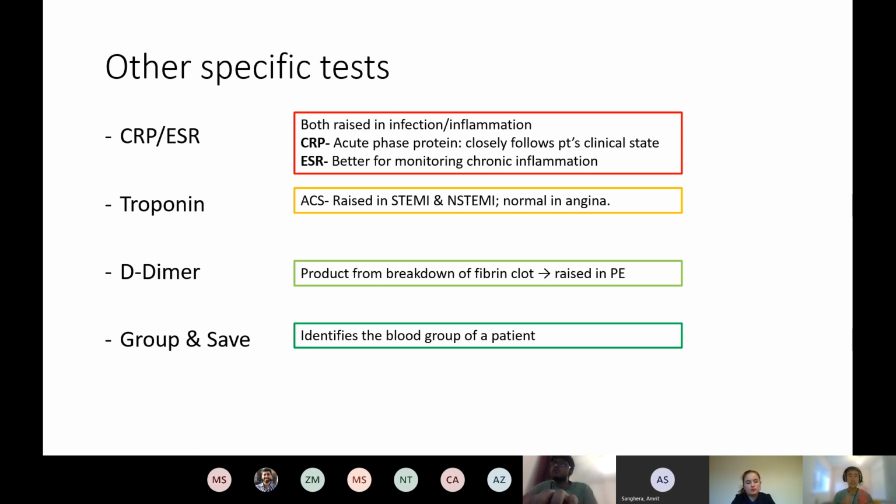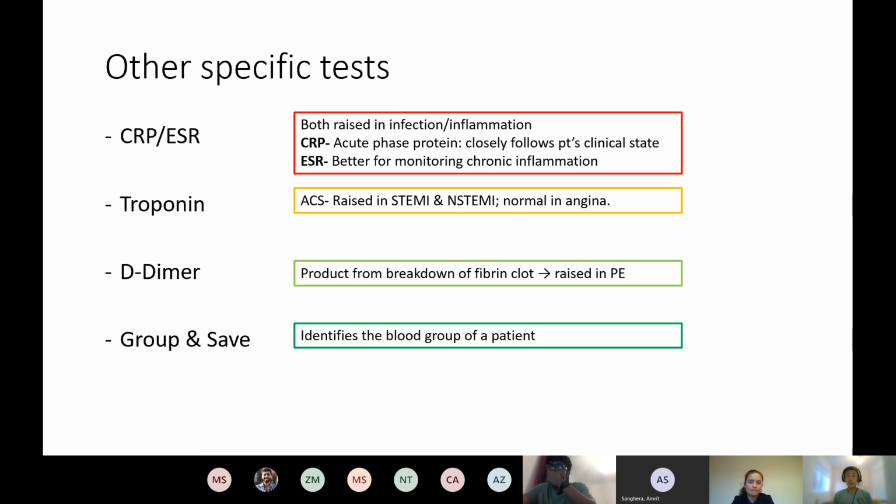D-dimer. Can anyone tell me what D-dimer is? When we use it? Coagulation problems, really good, because D-dimer is released from the breakdown of clots. More specifically, it's a very useful marker for PEs and DVTs, because if you think about it, a pulmonary embolus is just a clot that forms in your blood vessel. So, as I said, it's a product from the breakdown of this clot.